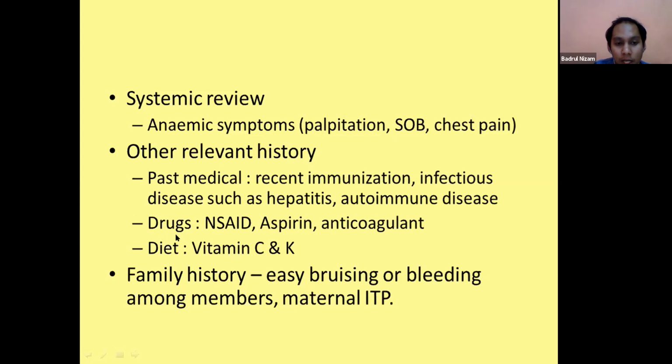And we need to ask about drug history, whether the patient is on aspirin or anticoagulant, because this could interfere with platelet function and also coagulation factor function. And diet history also, we need to ask what diet the patient is taking, to exclude nutritional causes of bruising, such as vitamin K or vitamin C deficiency. And the most important thing is that we need to ask about family history of easy bruising or bleeding disorder among the family, such as hemophilia, von Willebrand disease, and also maternal comorbidity such as ITP, because the child could present with neonatal thrombocytopenia, as we discussed yesterday.